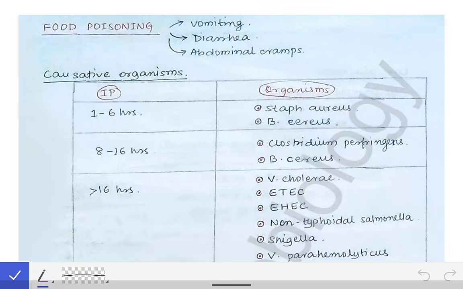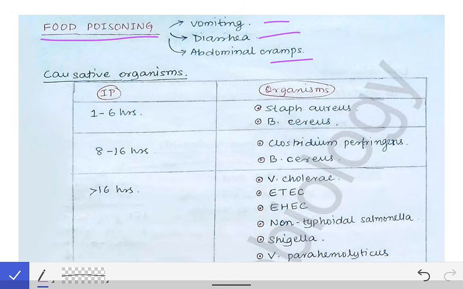Now we are going to discuss food poisoning in detail. This food poisoning question is always asked as a clinical scenario based question. They will give you a scenario in which a group of people are coming to your emergency with complaints of vomiting, diarrhea, and abdominal cramps, etc.